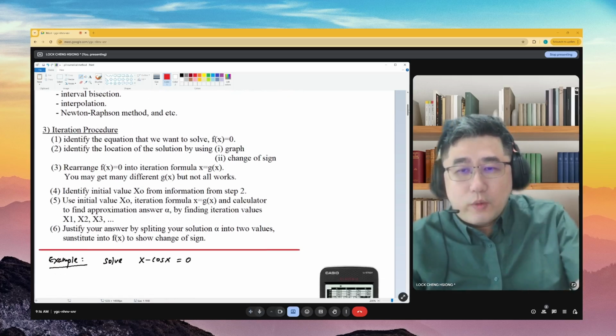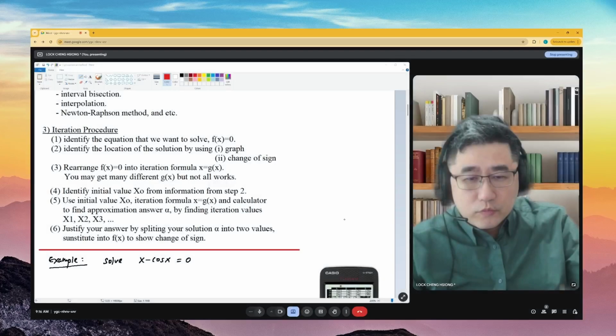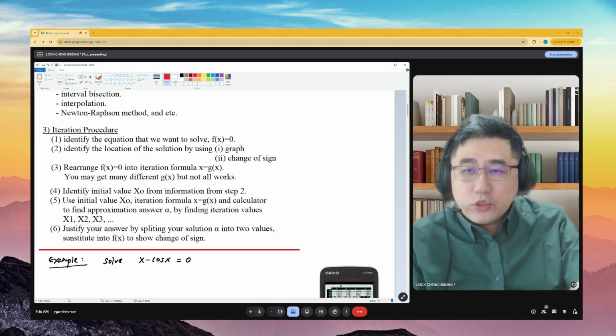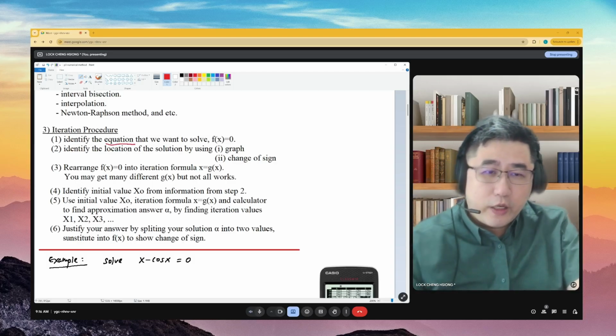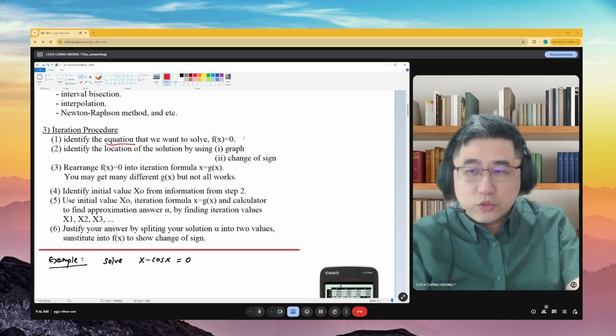So what exactly is the procedure? Step one, identify the equation that we want to solve, f(x) equals 0. First of all, we need to have an equation. If I don't have an equation, of course, there's no point in solving it. So there must be something that we want to solve, something that equals 0.